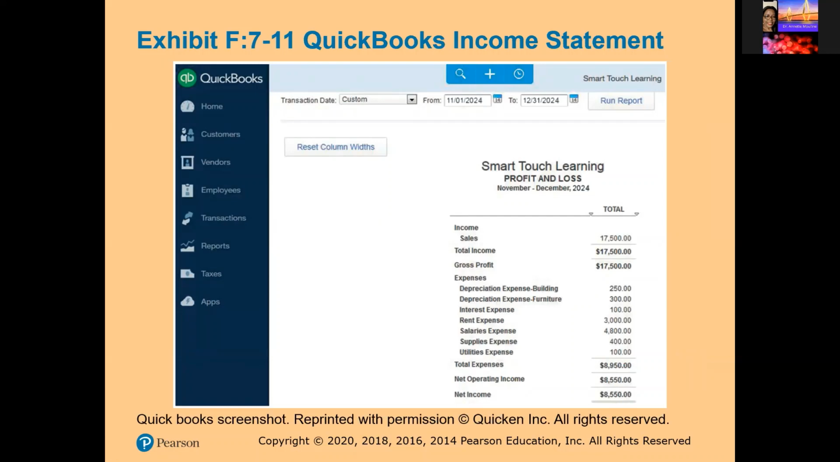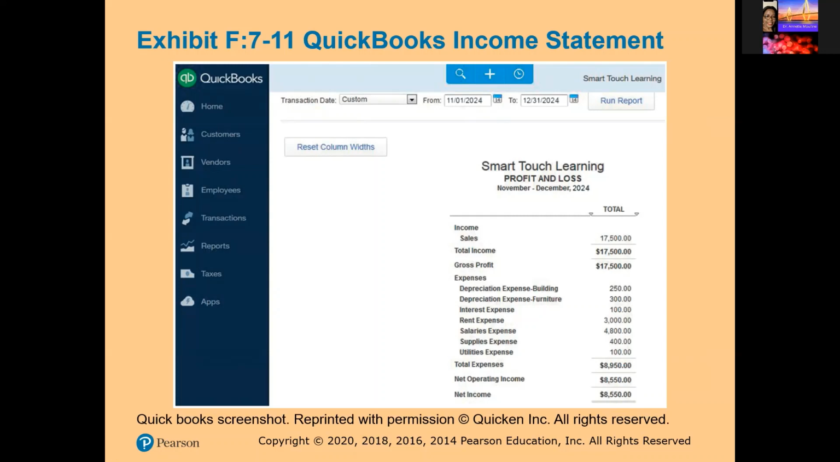QuickBooks has the ability to produce numerous reports, such as the income statement, called profit and loss in QuickBooks. It also can produce a balance sheet and a statement of cash flow. QuickBooks also can be used to create accounts receivable and accounts payable aging schedules.